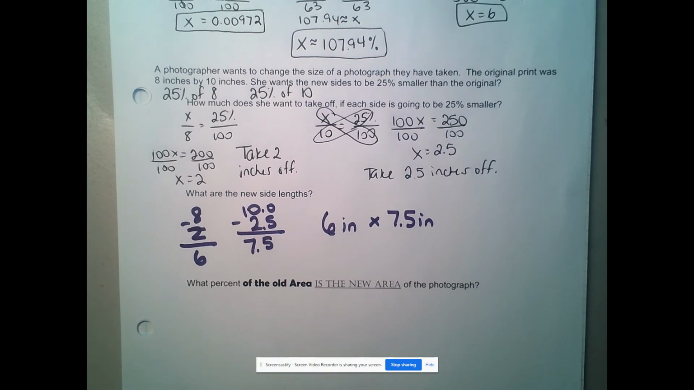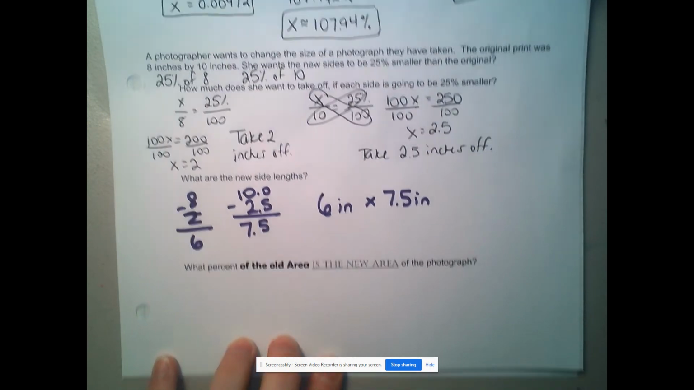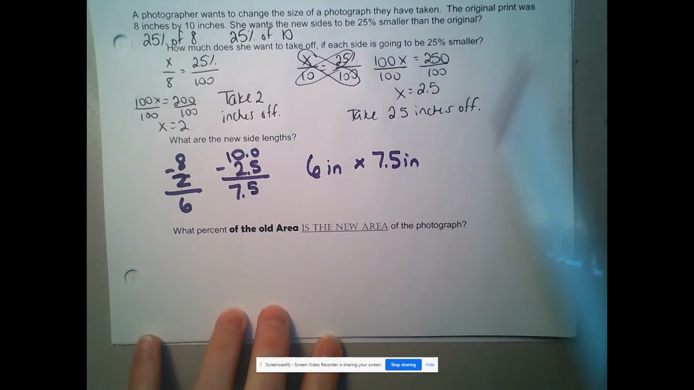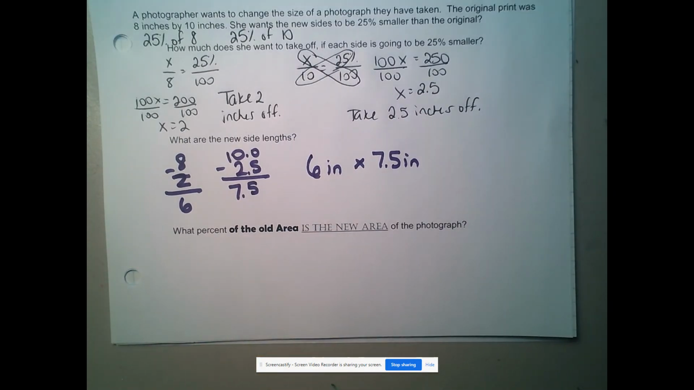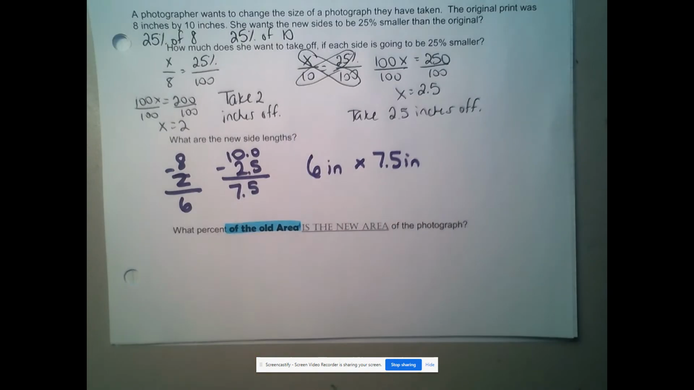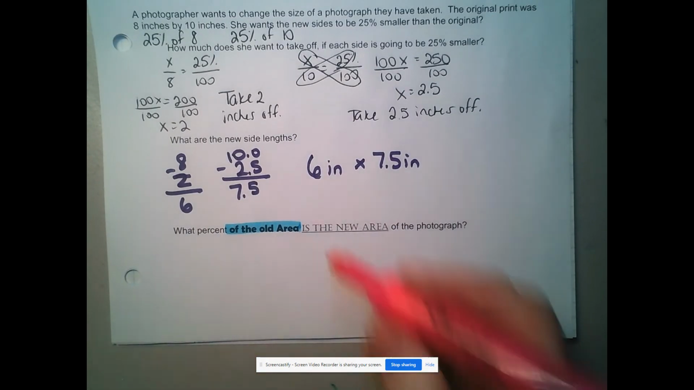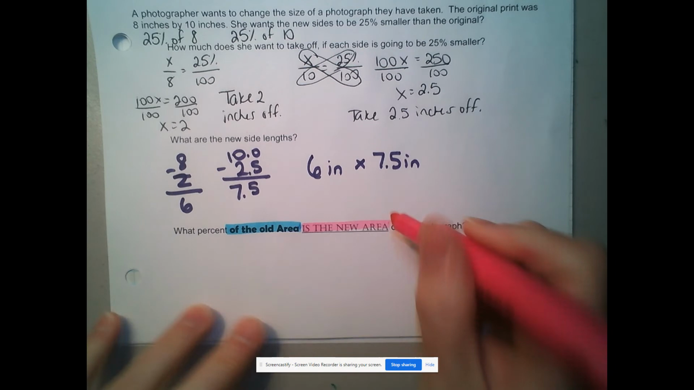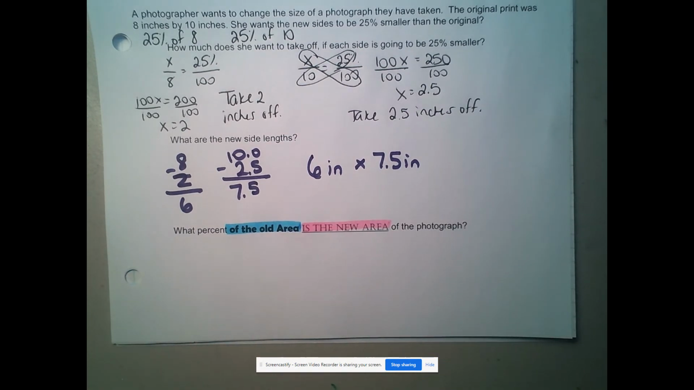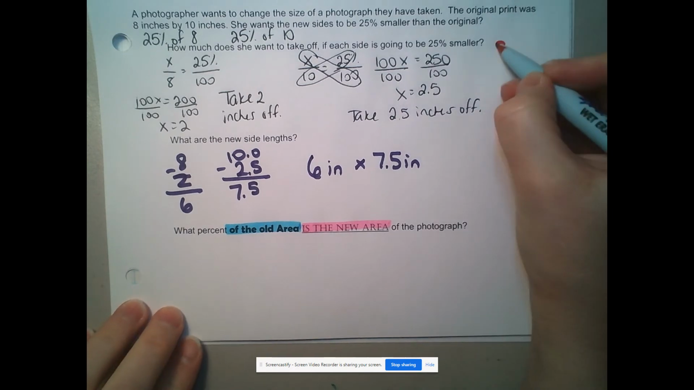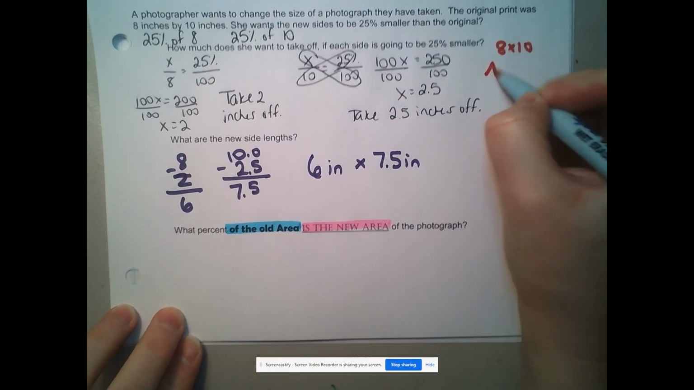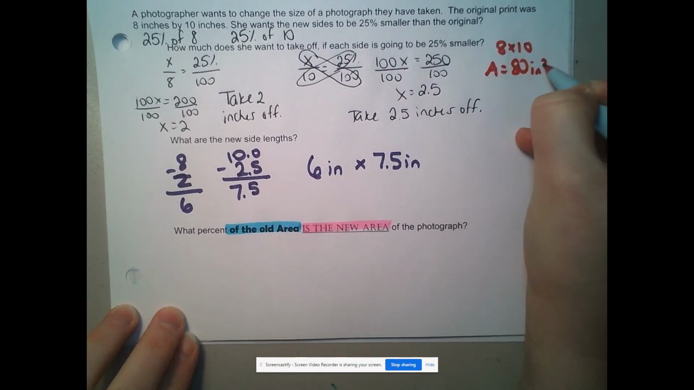What percent of the old area is the new area? Now you can see I was sort of leading you in this one. Of the old area, I put "of," so that's my out of number. And then I put "is" the new area. So we need the areas of these two rectangles, right? We need the area of the original. Now the original was an 8 by 10, so the original area was 80 square inches.